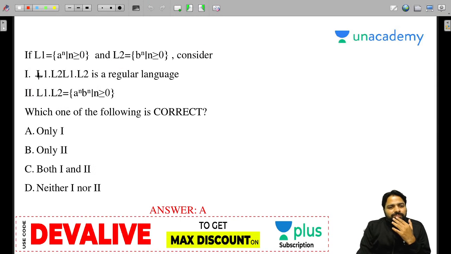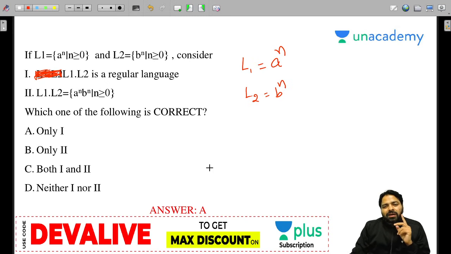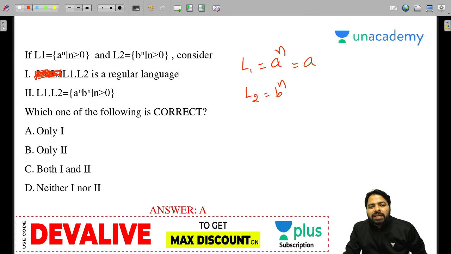Okay, next one. Some things will be duplicated sometimes, just ignore it. L1 dot L2. L1 is A power n. L2 is B power n. Guys, this A power n is nothing but A star only, and B power n is nothing but B star.